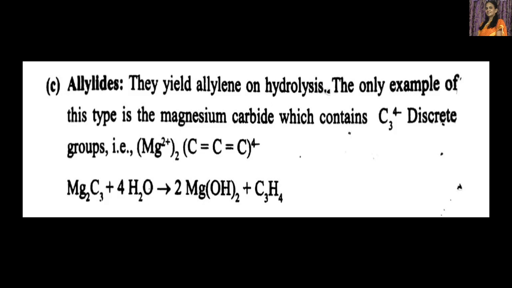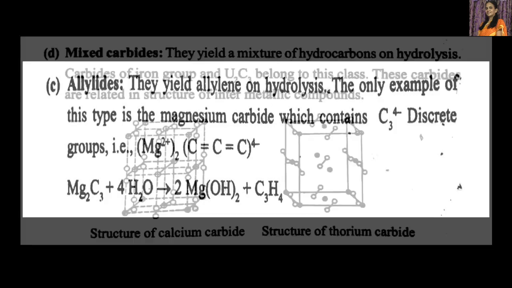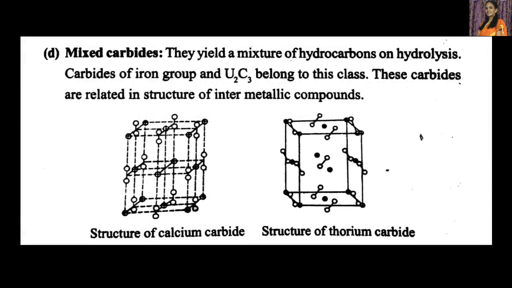C3H4 is allylene, CH2=C=CH2. That is allylene, C3H4. So these are the three ionic carbides: the first is acetylides, the second is methanides, the third is allylides, and the fourth is mixed carbides. They yield a mixture of hydrocarbons on hydrolysis. Because of that reason, they are called mixed carbides.